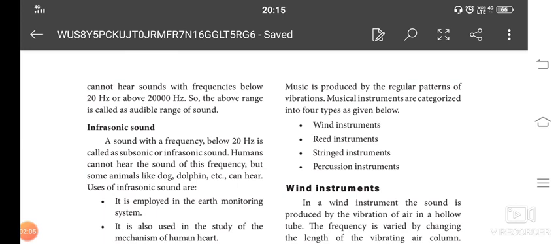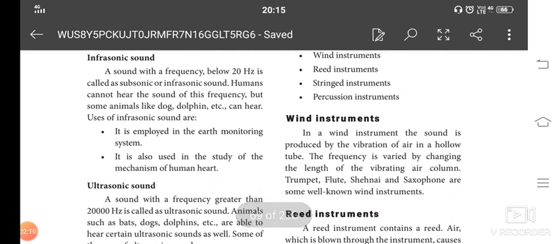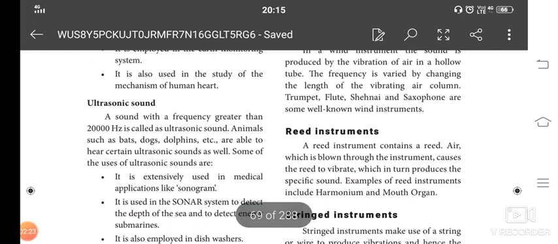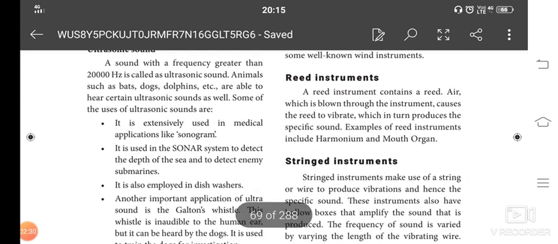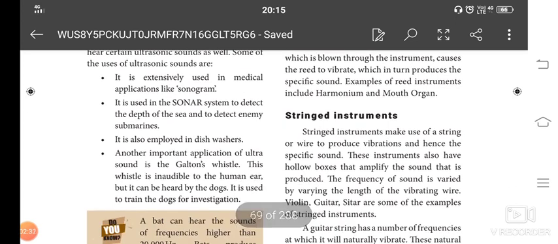What are the uses of ultrasonic? It is used for monitoring systems and the study of the mechanism of the human heart. Also these ultrasonic or infrasonic waves are important. Ultrasonic is above 20 kHz. Some birds and dogs can hear this, but the human ear cannot. It is used in medical applications as well as in the sonar system to know the things under our sea. Another important application is Galton's whistle. It is used for investigation purposes with dogs.